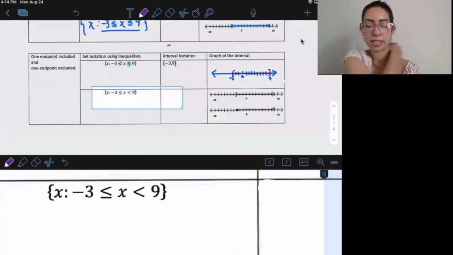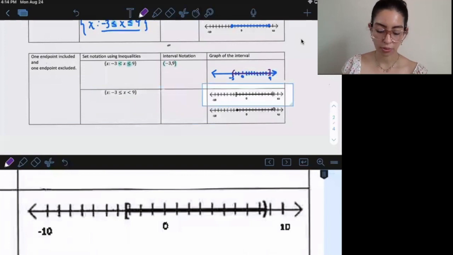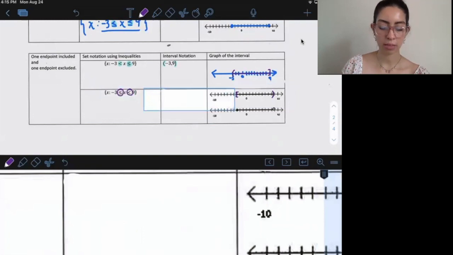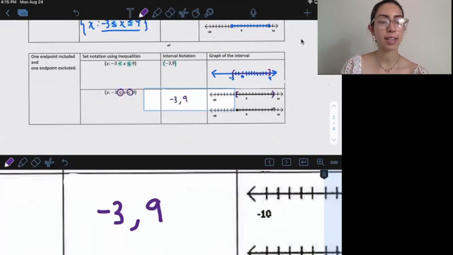Right, here we have another example. I can see in the graph, we've got a bracket on the left side and it's open on the right side. So I can see here that correlates with these inequalities. So this is telling me that we're starting at -3, ending at 9. It is closed at -3, and open at 9.